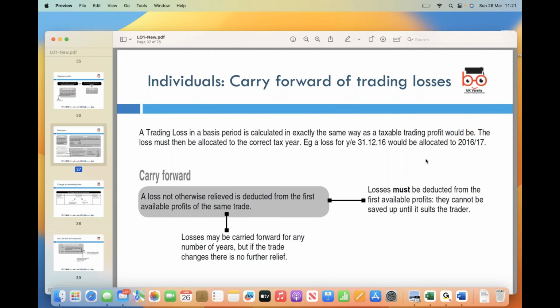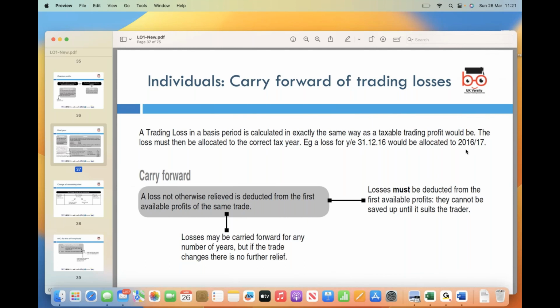to 2016-17. So when a trading loss occurs in a basis period, it is calculated in the same way as a taxable trading profit. It must be allocated to the correct tax year, such as allocating a loss for the year ending 31st December 2016 to 2016-17.